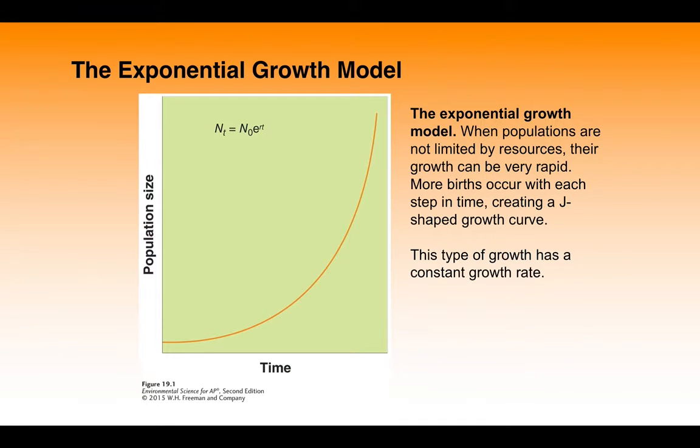This is the exponential growth model. Here we have a J-shaped curve where the population is growing at a constant rate. The number of individuals increases each time because the size itself is getting bigger. Now this one is pretty much theoretical, or idealized, because most populations do not have unlimited resources.